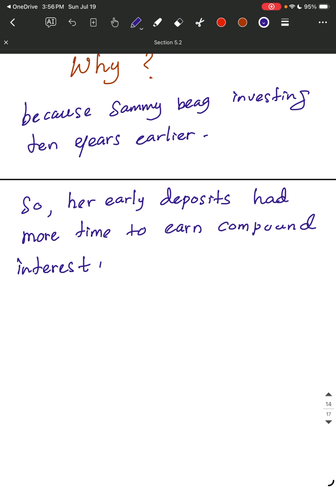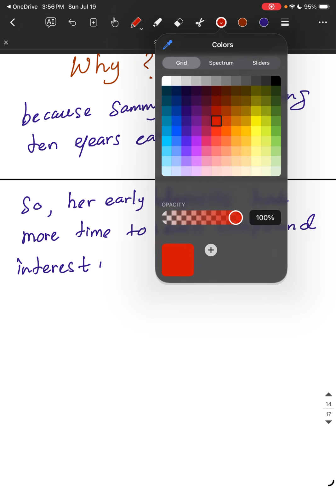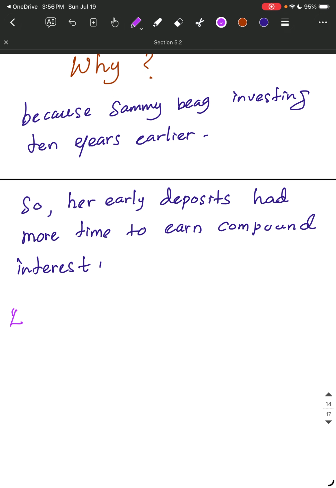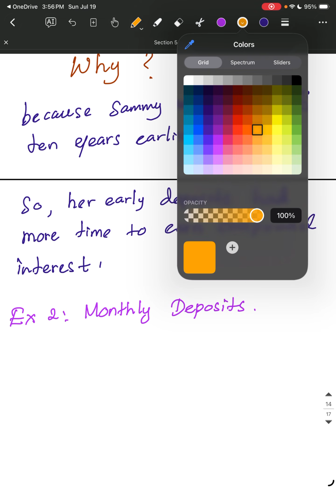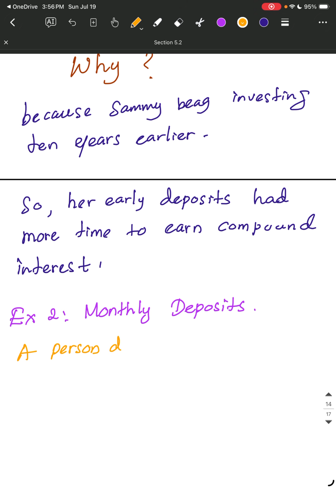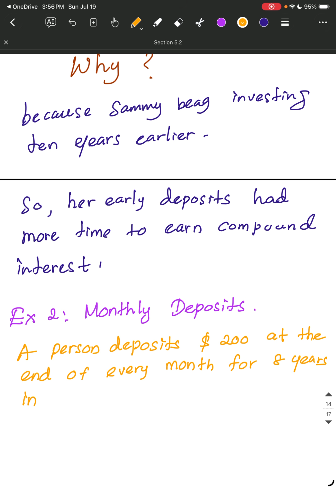Example 2, monthly deposits. Let's say a person deposits $200 at the end of every month for 8 years into an account earning 5% compounded monthly. Find the future value.